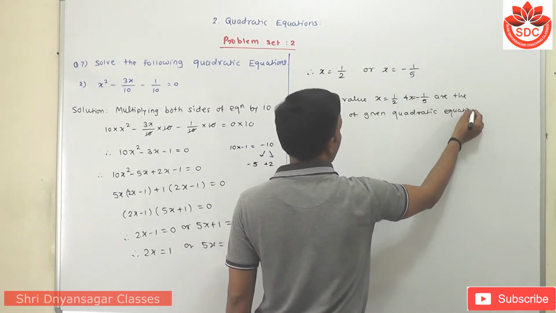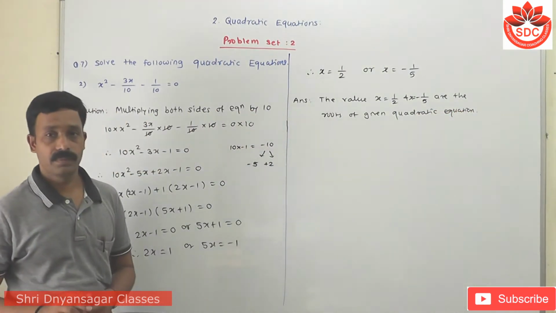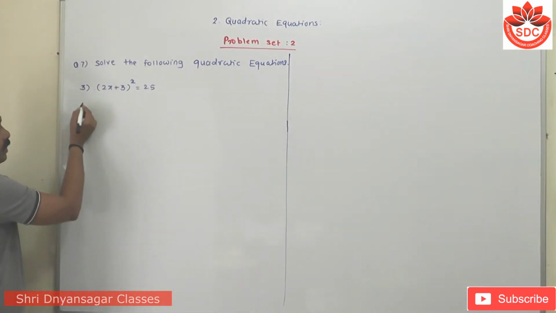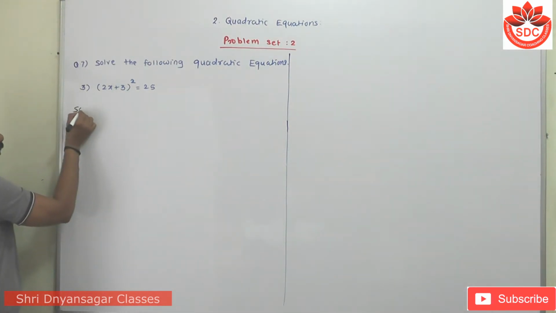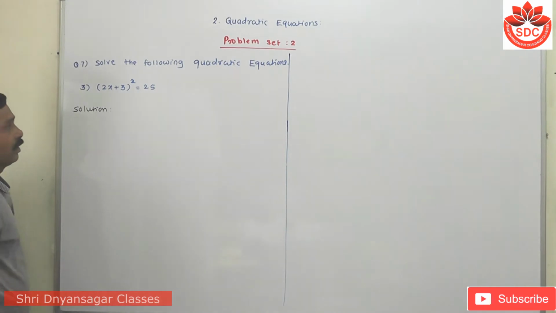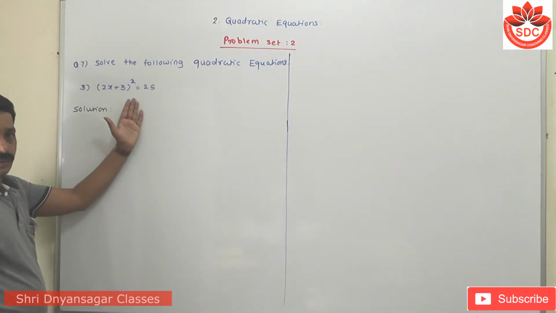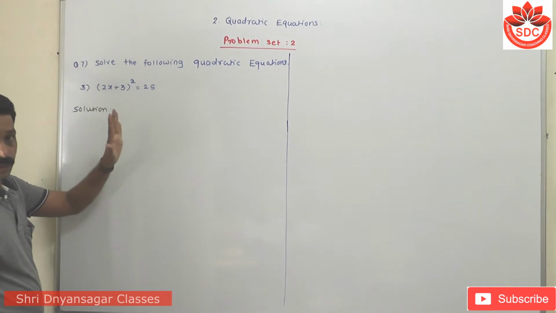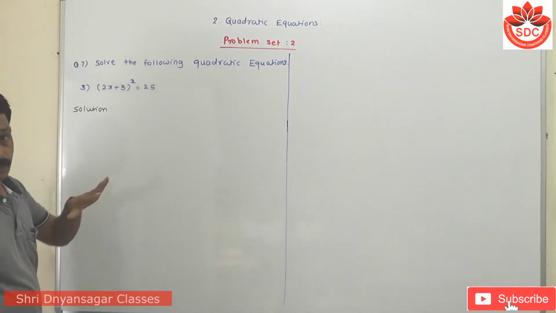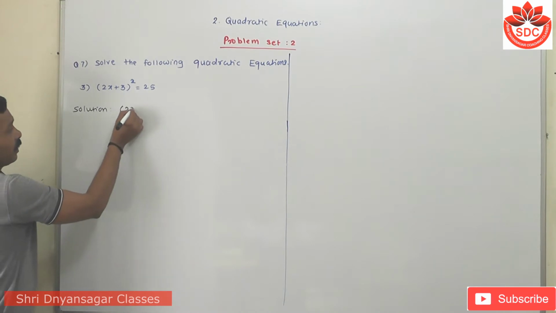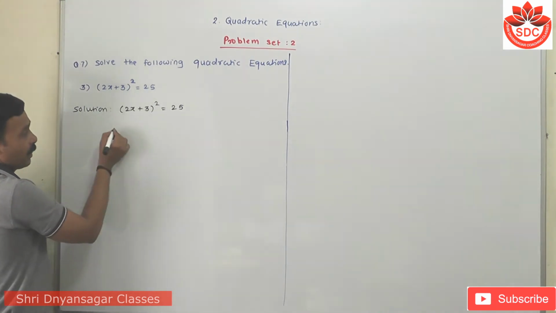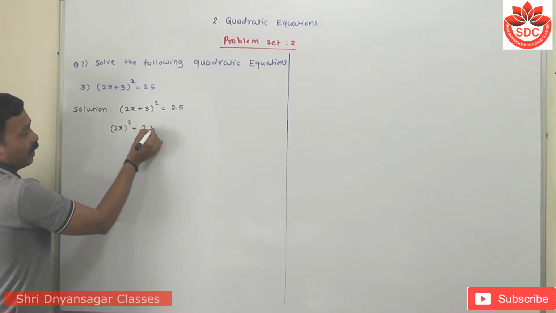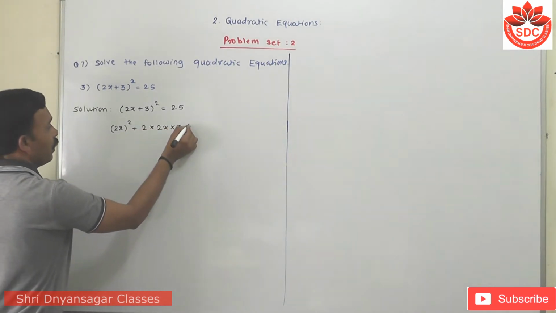Can you understand this? We see the next sub question. Okay, this third question is (2x plus 3) bracket square is equal to 25. Now its solution is: students, we have to first transpose this, but it is the square of one bracket, so the simple way is to solve this equation. (2x plus 3) square is equal to how much? 25. Squaring this bracket gives (2x) square plus 2 into 2x into 3 plus 3 square.